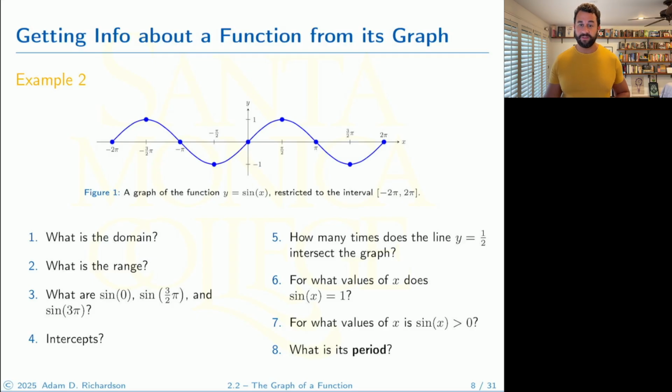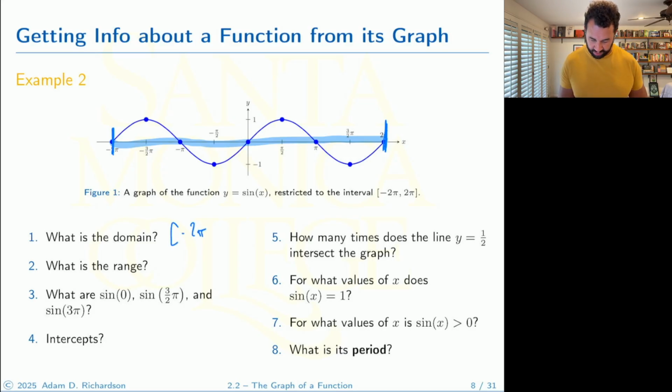Right. Now let's do it together. So remember, the domain is the set of all the inputs that the function can take. And in this case, we can see that the domain basically starts here and ends here. So the domain in this case is all of these x values that you see right here. So here the domain is going to be negative 2 pi to 2 pi, just like so.